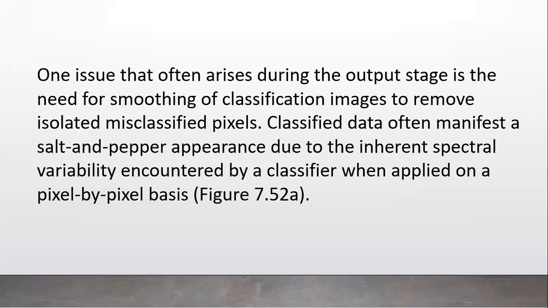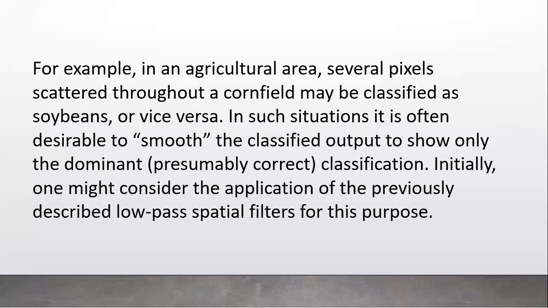That figure 7.52, that I copied from a textbook, I will show you that particular figure at the end of the presentation. For example, in an agricultural area, several pixels scattered through a cornfield may be classified as soybeans or vice versa. In such a situation, it is often desirable to smooth the classified output to show only the dominant classification.